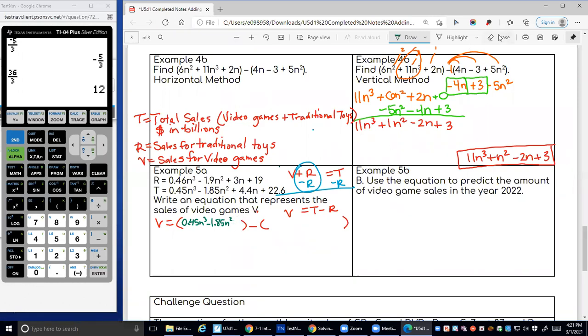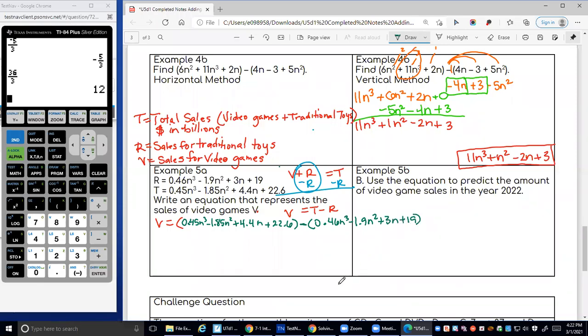Oh, goodness. Okay, I'm going to need more room because I can't write that small. And here we go. Plus 4.4n plus 22.6. And then we're going to subtract this: 0.46n to the third minus 1.9n to the second plus 3n plus 19.